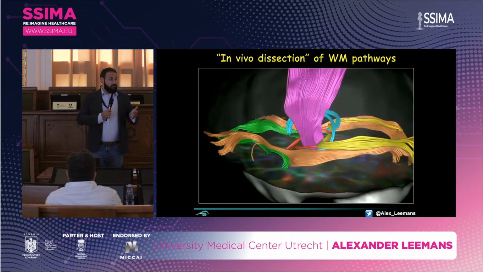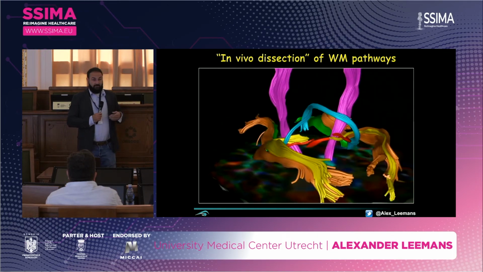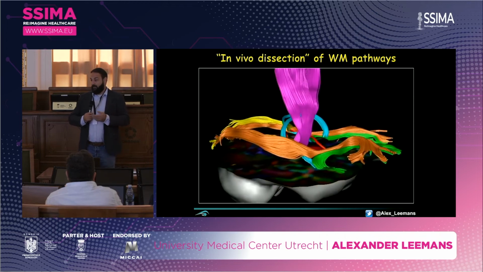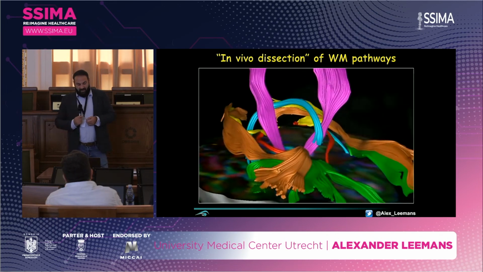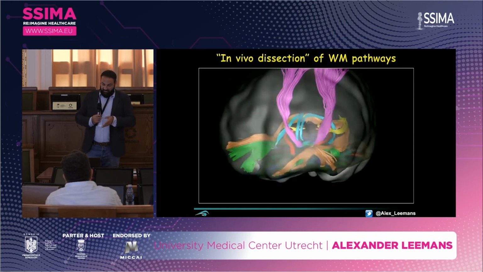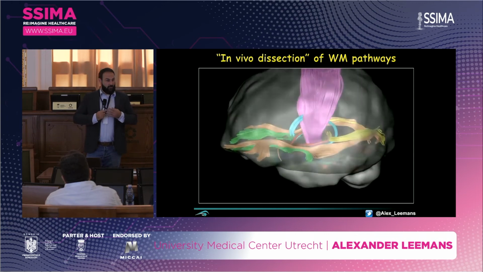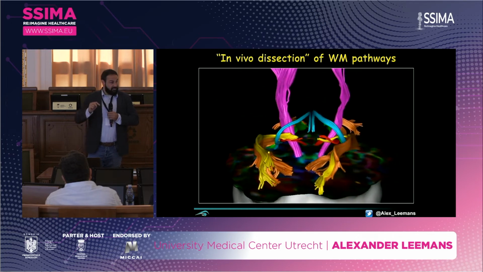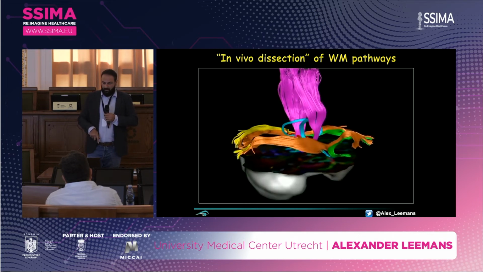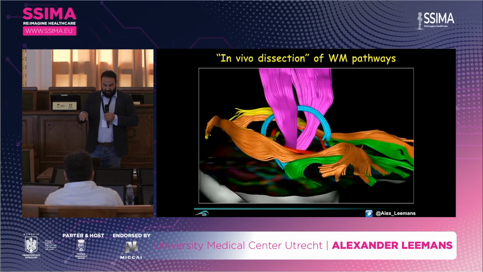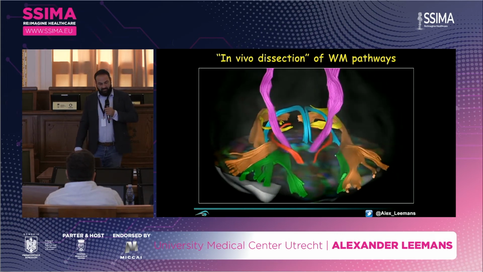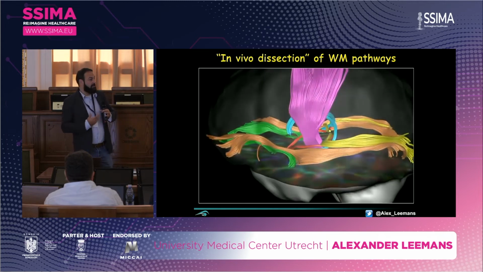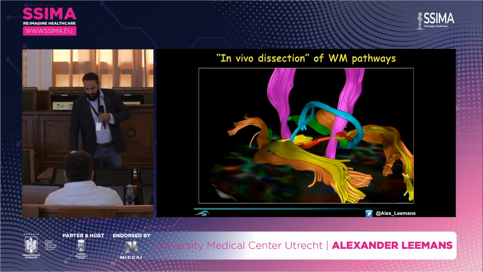But the cool thing now is that we can reconstruct pathways in vivo. So think of it as like a virtual dissection or in vivo dissection. And as you can appreciate, if you have some knowledge about neuroanatomy, you can see, for instance, in blue, part of the fornix bundles. Again, the uncinate fasciculus in green, and optic radiation, optic tract in red and yellow. Okay, so many of these pathways that we're familiar with, we can reconstruct in vivo now.